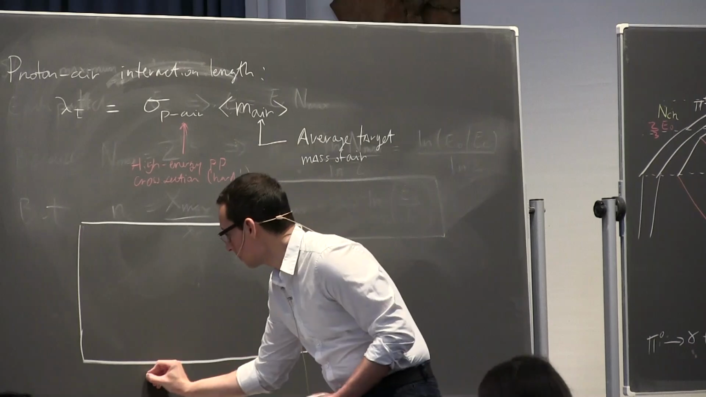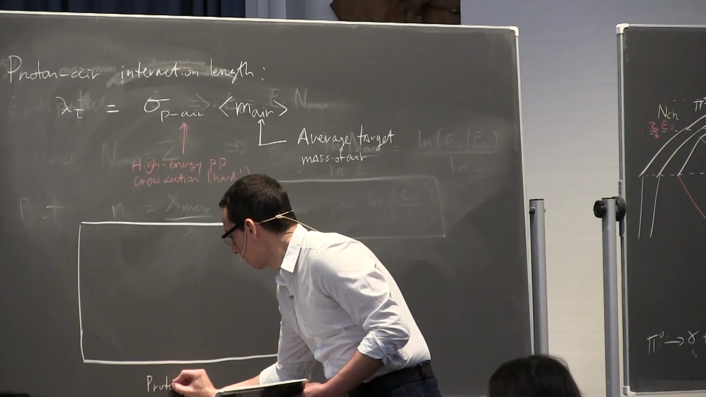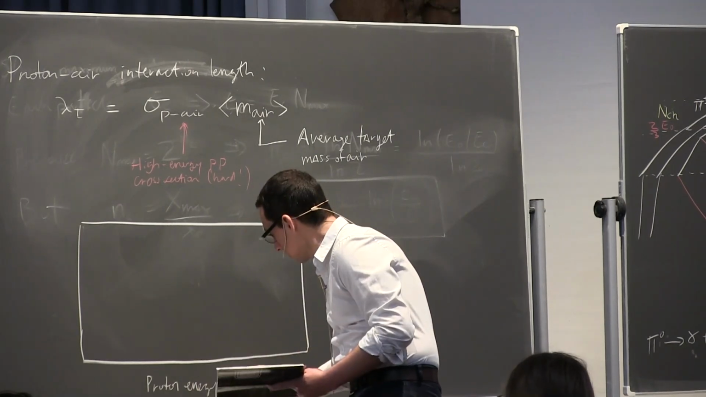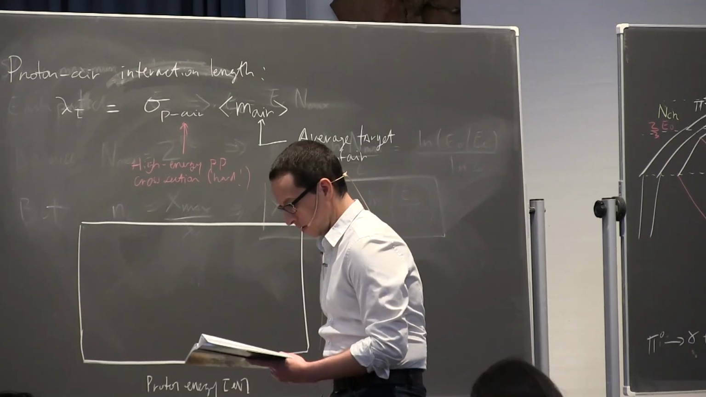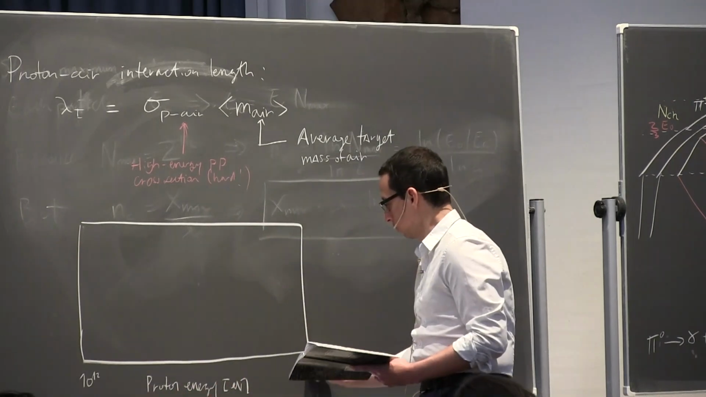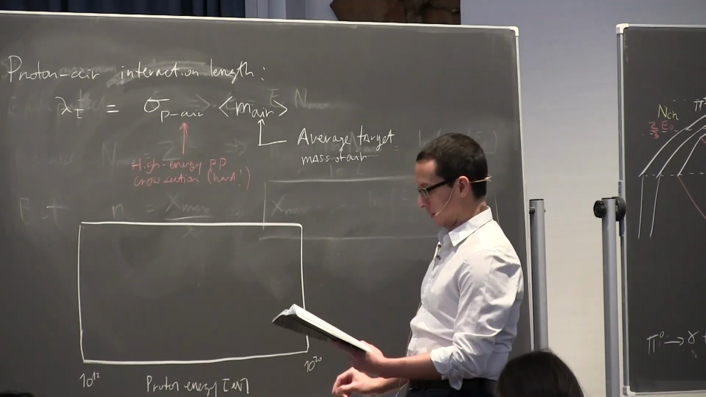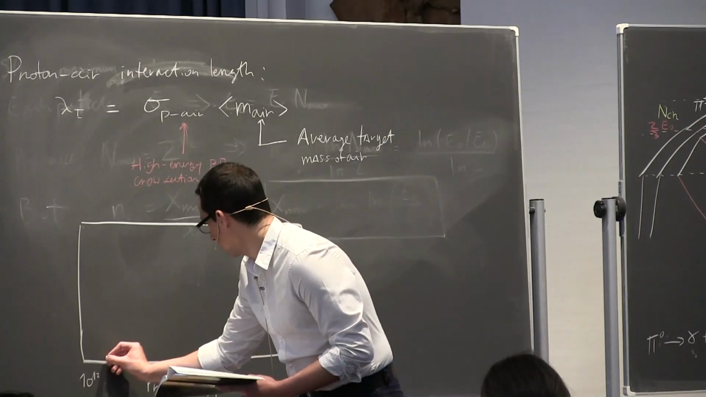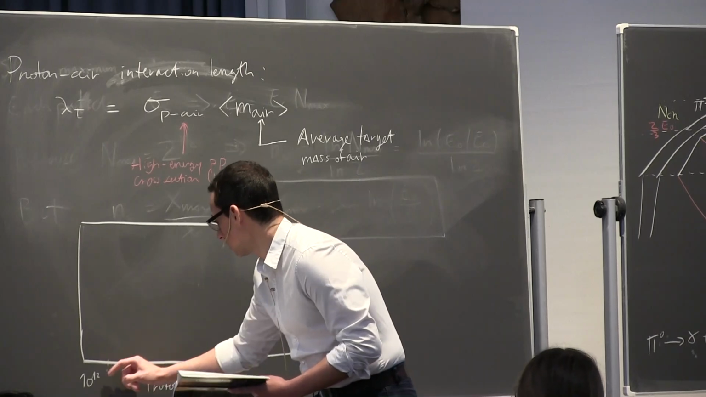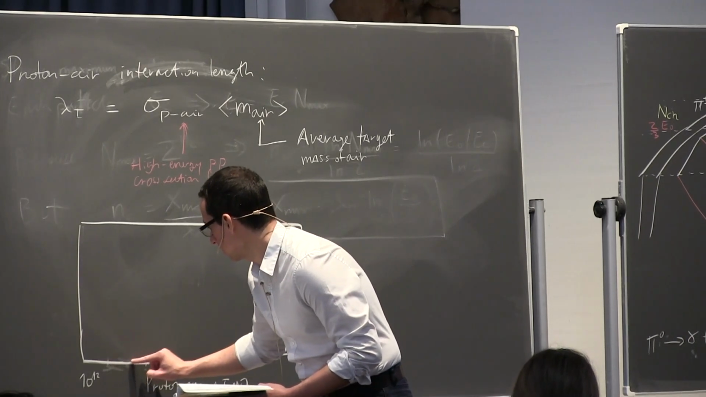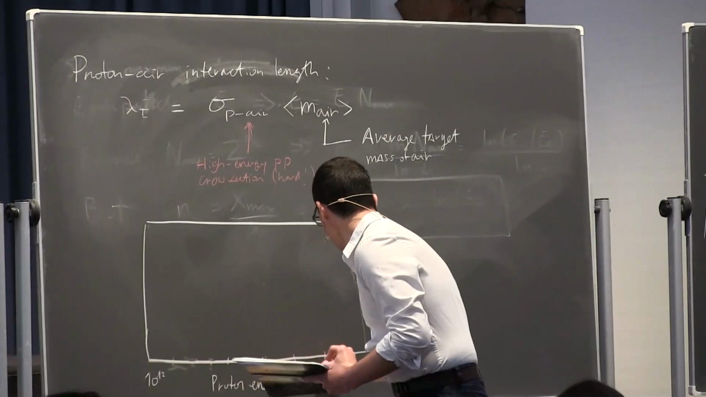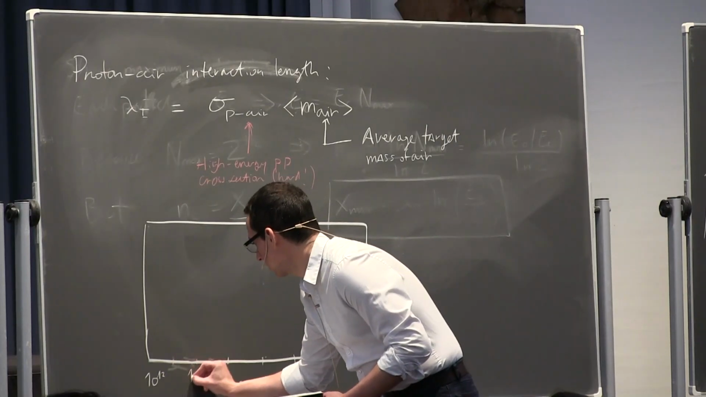Let me put here proton energy, in electron volts. It's going to go from 10 to the 12 to 10 to the 20. Let me see if I can do it. 13, 14. No, okay, this is a lot. Should be a lot better than this. Okay, this is as good as it gets.